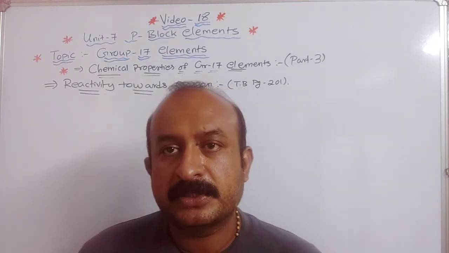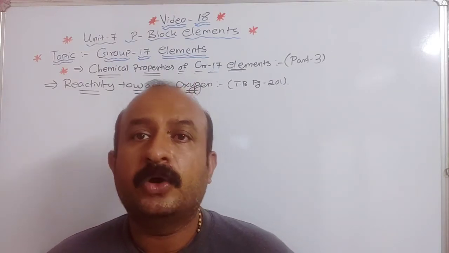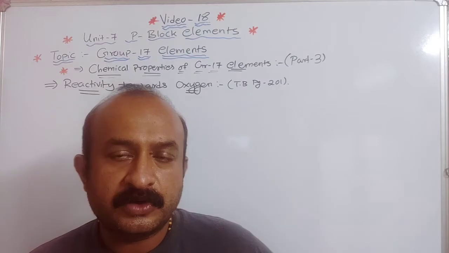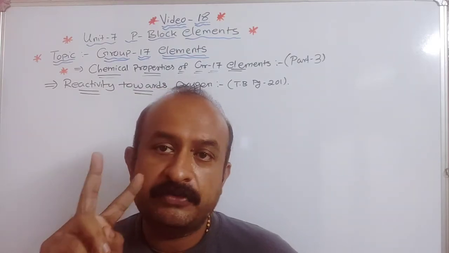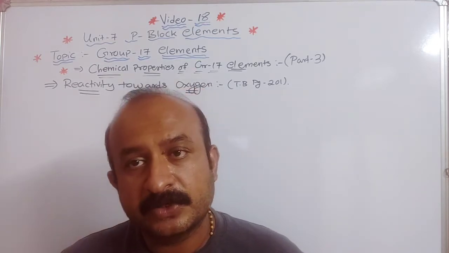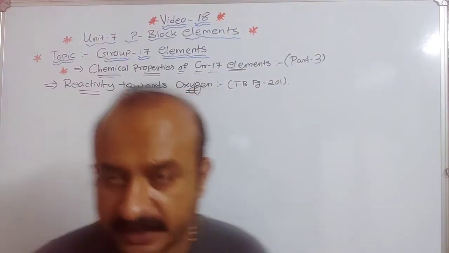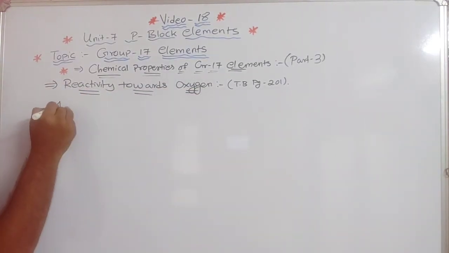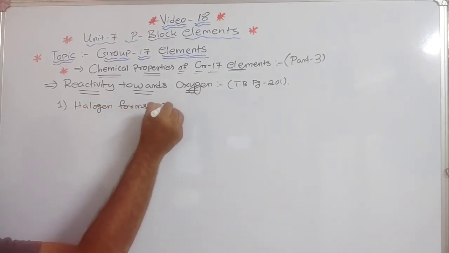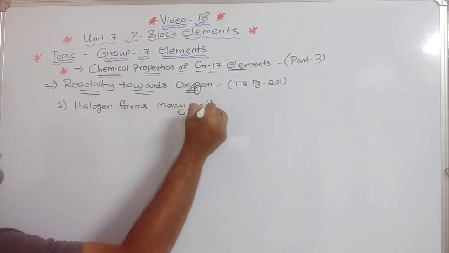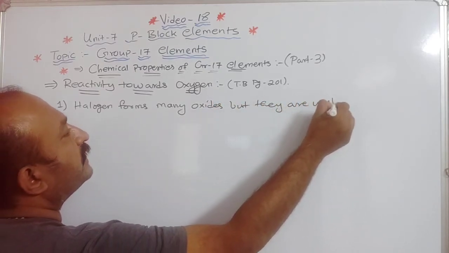Now, in this chemical properties of group 17 elements, we are going to discuss the reactivity of halogens towards oxygen. Halogens form many oxides: fluorine, chlorine, bromine, iodine. Fluorine forms only 2 oxides, while the other halogens, chlorine, bromine and iodine, form many oxides, but they are all unstable. Clear? So I can write down this point: halogens form many oxides, but they are unstable.